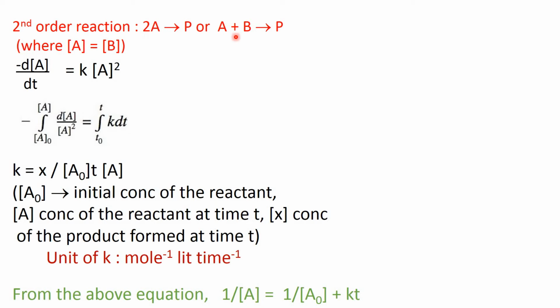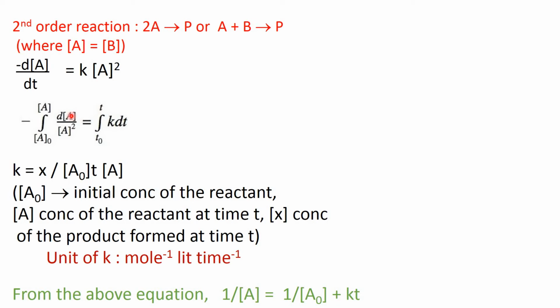Okay, A and B concentrations may be different or the same, but we are taking the concentrations of A and B to be the same. That means either twice one reactant gives the product, or A plus B gives the product. If the concentrations are the same, then it is also equivalent to 2A gives the product. So what will be the differential rate equation? Minus d[A]/dt is equal to the rate constant times the concentration of A to the power 2, because it is second order.